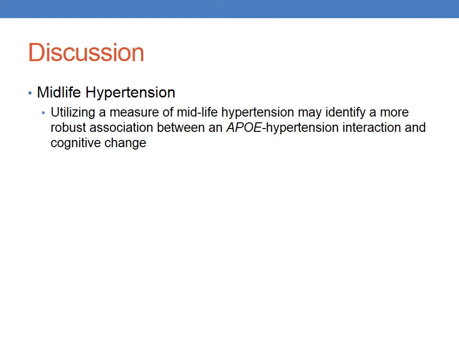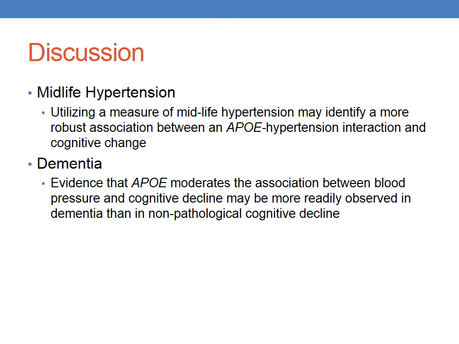However, it should be noted that we were looking at late life hypertension, and if you utilised a measure of midlife hypertension, you may identify a more robust association. This is, as I said earlier during the introduction, because midlife hypertension has been more strongly associated with cognition than late life hypertension. Also, if you looked at individuals who had dementia rather than non-pathological decline, again you may see a more robust association. This is because in dementia there tends to be overlap between Alzheimer's, which is generally characterized by the ApoE allele, and vascular dementia, which is characterized by neurocardiovascular disease.